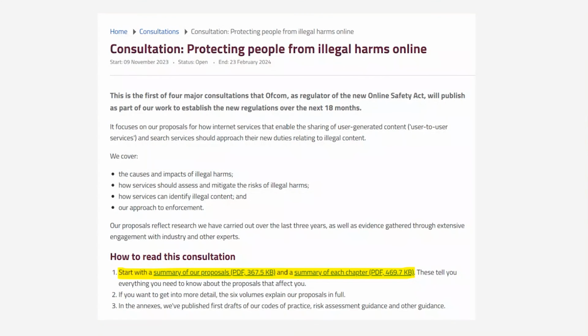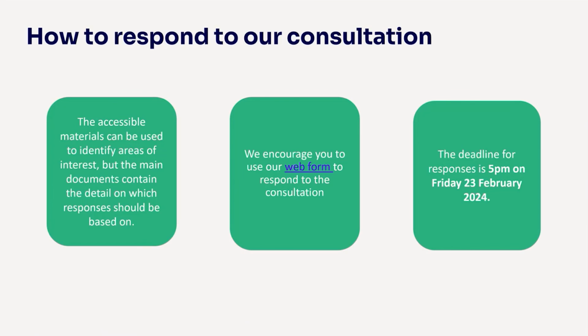And yeah, just to show you where these summary materials sit on the consultation page, they're just highlighted in yellow there. We've got the summary of our proposals, which is 15 pages, so very accessible. And then the summary of each chapter, a bit longer at 39 pages. And that should give a really good overview of everything that the consultation contains. But yeah, just flagging where that sits on the page. And if we go to the next, thank you.